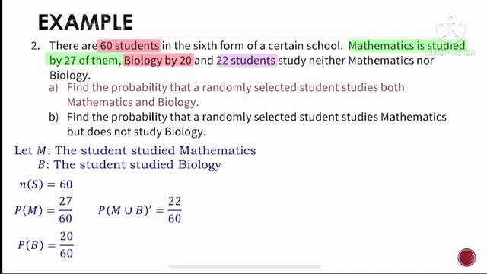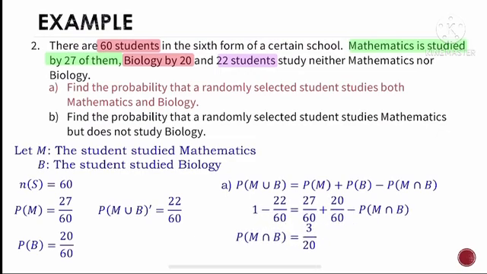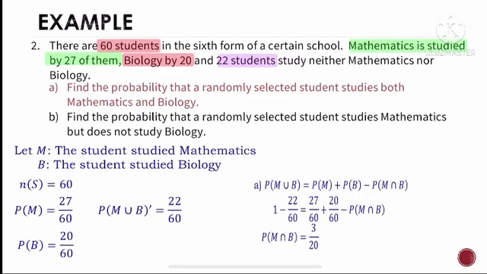Question A is find the probability that a randomly selected student studied both mathematics and biology. This means P(M ∩ B). We know that P(M ∪ B) equals P(M) plus P(B) minus P(M ∩ B). We can get P(M ∩ B) from this formula. Substitute all the values, where we know that P(M ∪ B) equals 1 minus P((M ∪ B)'). And we get P(M ∩ B) equals 3 over 20.